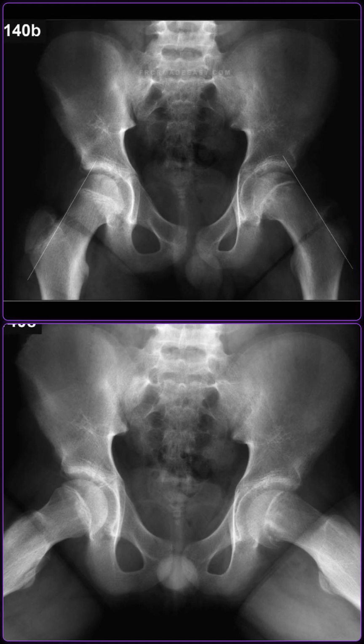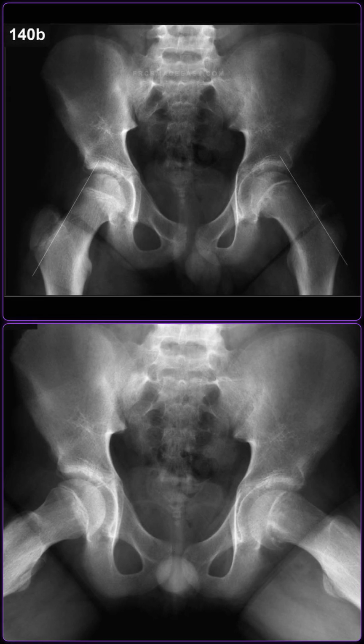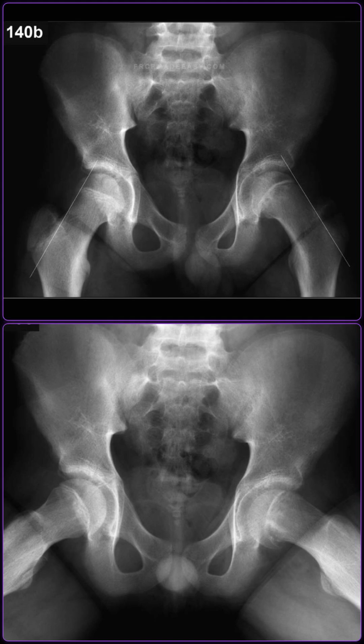The companion frog lateral projection of the pelvis accentuates the slip, making the posterior displacement of the left femoral head much more obvious. It also allows us to carefully evaluate the contralateral right hip for any subtle early slip.